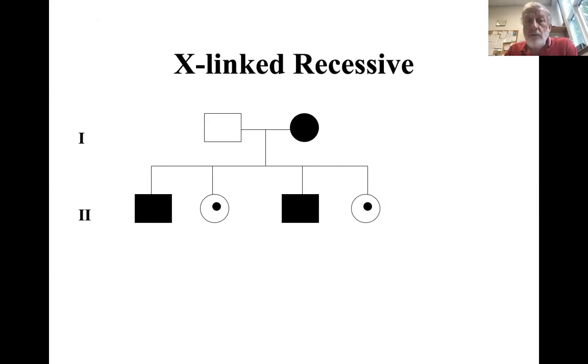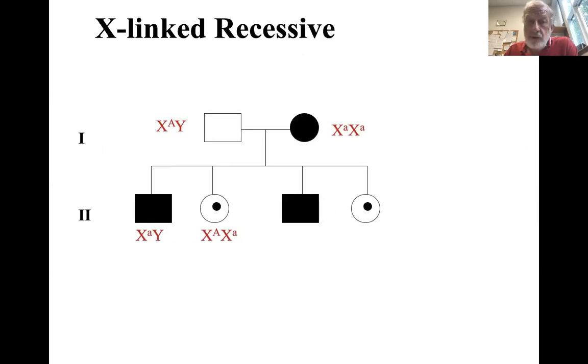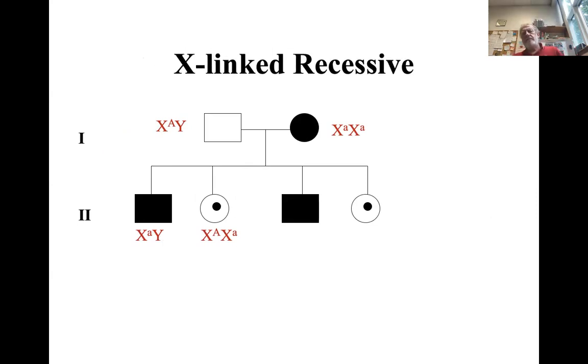Here's a pedigree where the mom is affected, the dad is normal. This time all the daughters will be carriers and all the sons will be affected. And so here's the pedigree with genotypes added. So dad's XAY, mom is XaXa. So all the sons will be XaY, all the daughters will be XAXa.